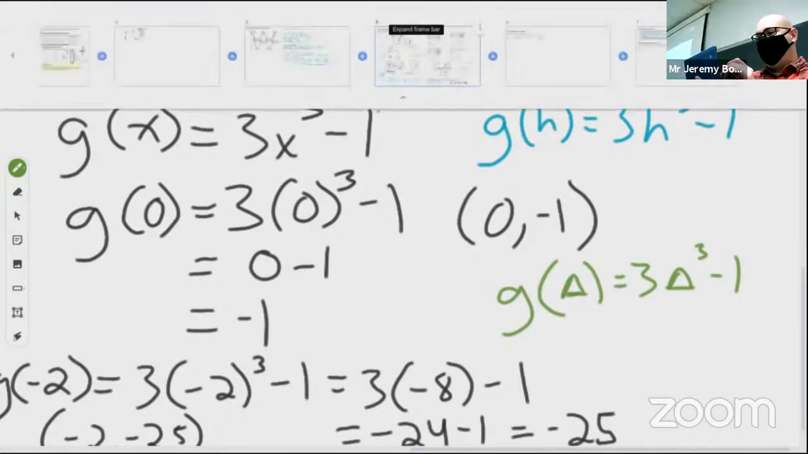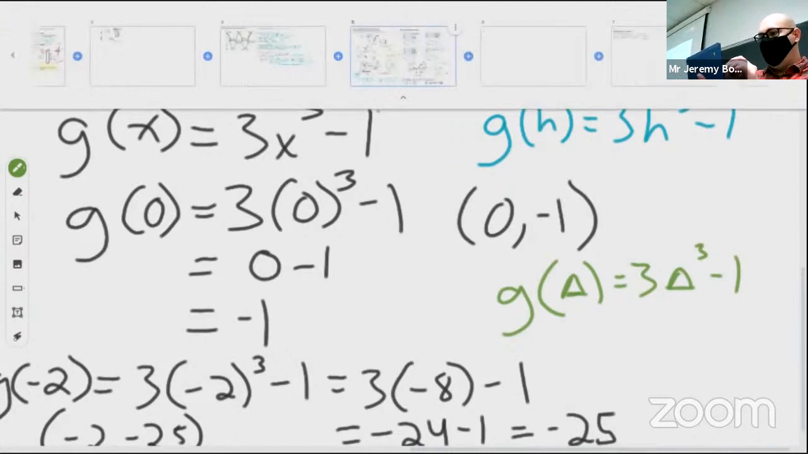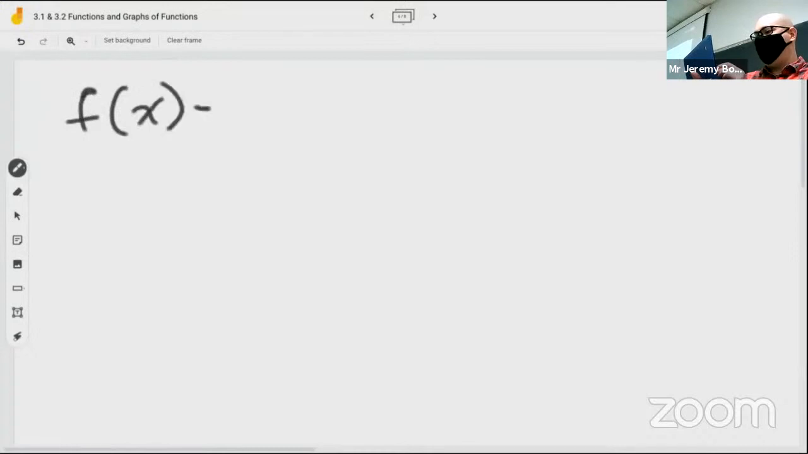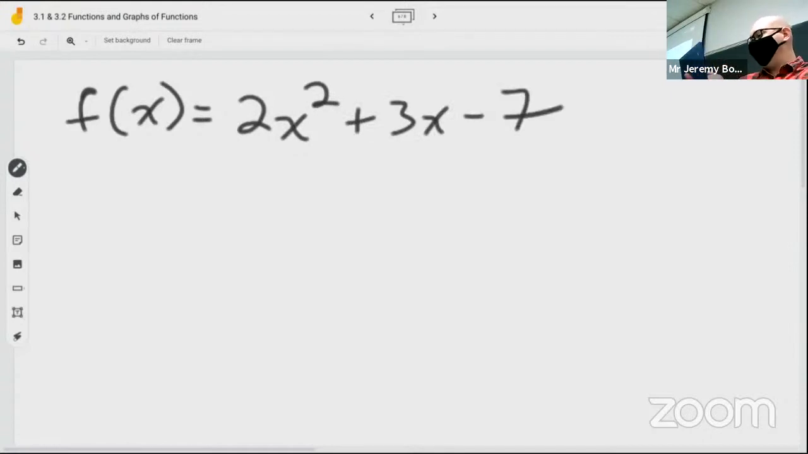So, let's see. Let's say we have, let's go back to f of x. So f of x is equal to 2x squared plus 3x minus 7. And you want to know what is f of 4. 4 is kind of large, huh? Whatever, we'll keep it. f of 4.